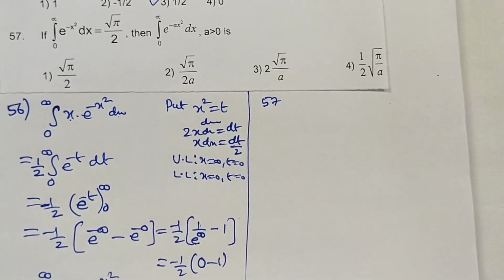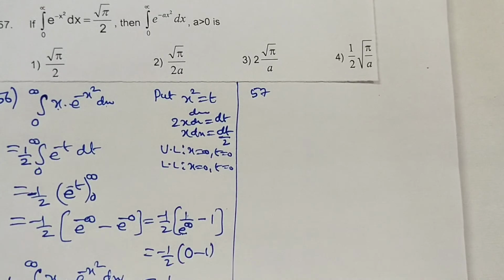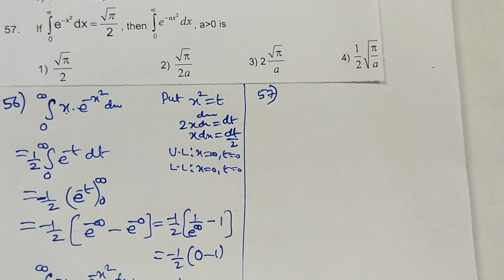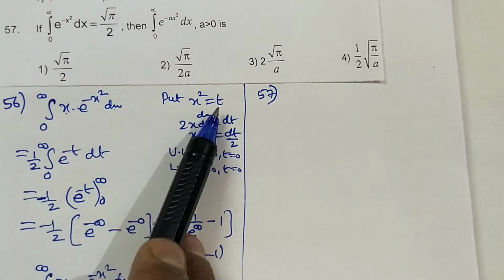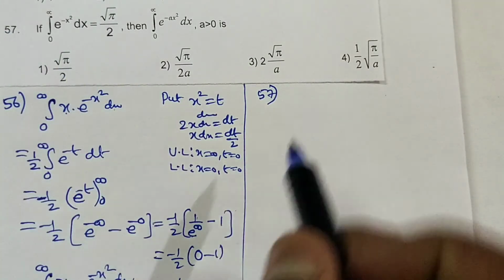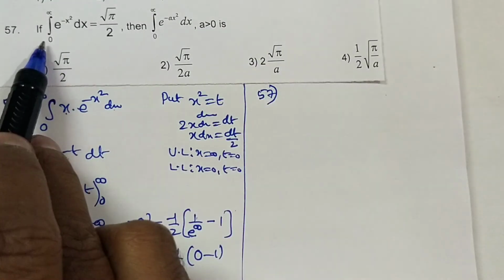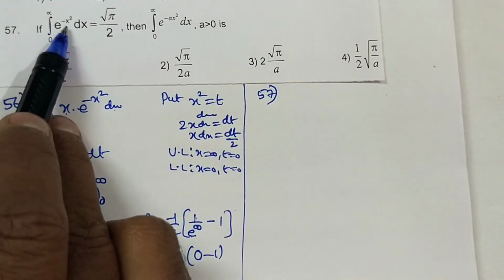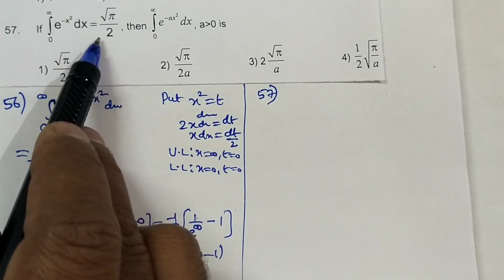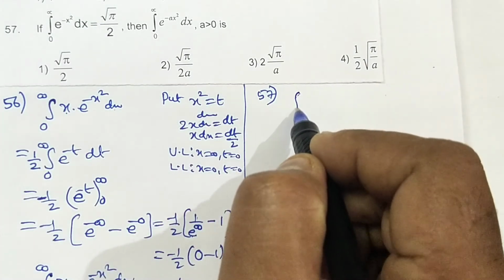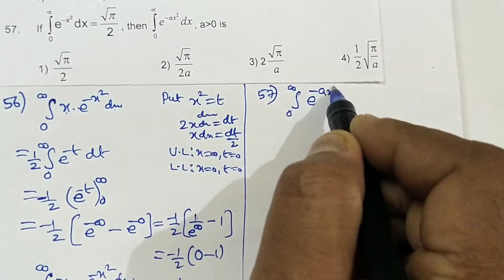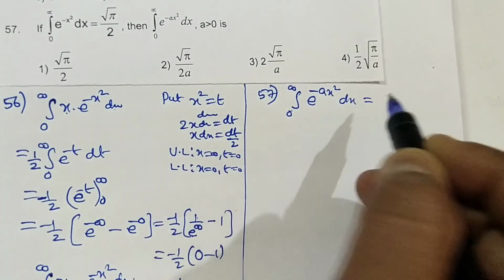Similarly, we will move to question number 57, which is the same type of question, but with a little difference. Here we took x square equal to t in question 56. But here the question is: integral 0 to infinity e power minus x square dx is root pi by 2. This is given already. But they are asking to calculate integral 0 to infinity e power minus a x square dx.